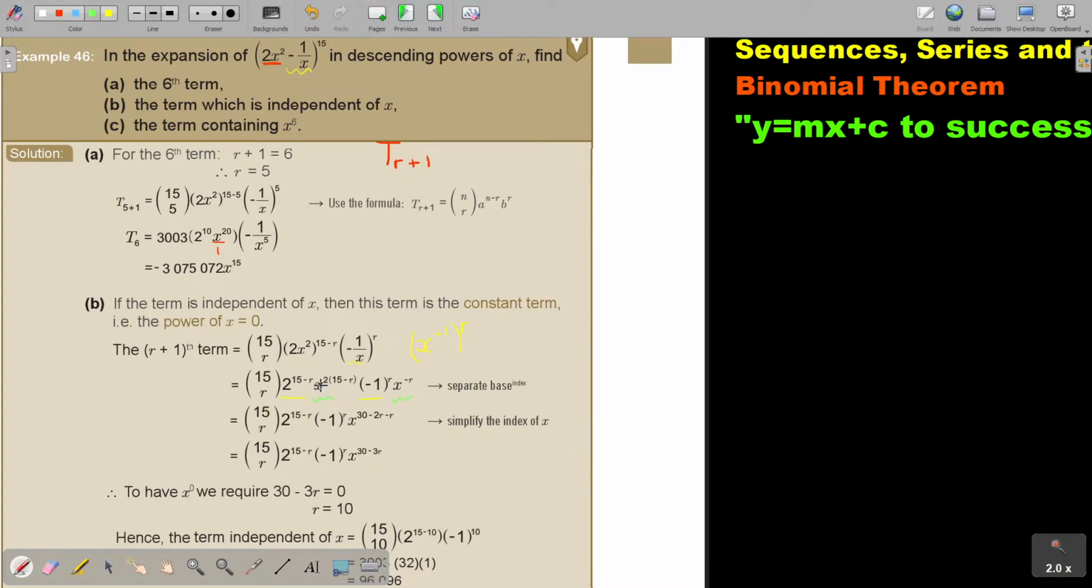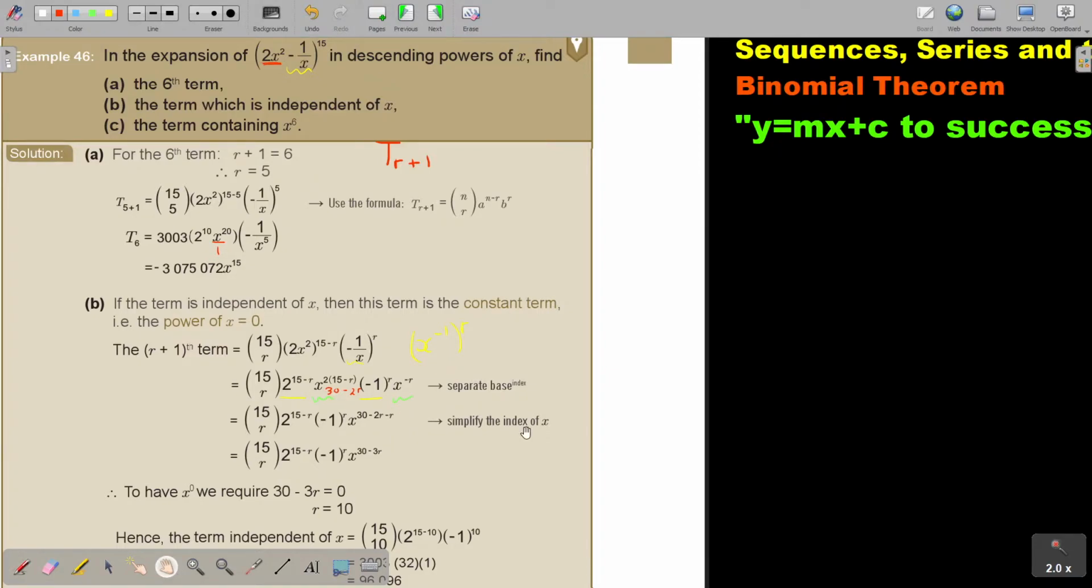And there are the variables. Now this is 30. Can I just show you there? This is going to be 30 minus 2r, so minus 2r, and then that plus the negative r. But actually it's just going to become 30 minus 3r. Okay, and there it is separated. Now it's simplified in terms of r.